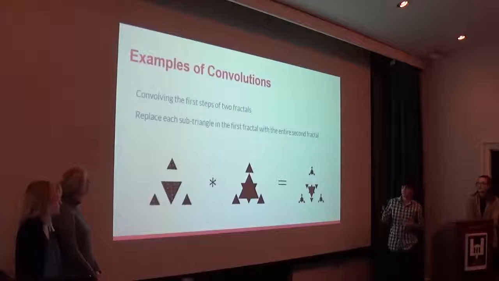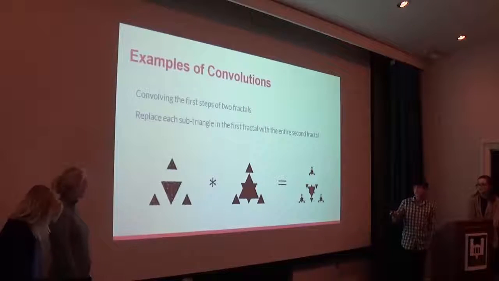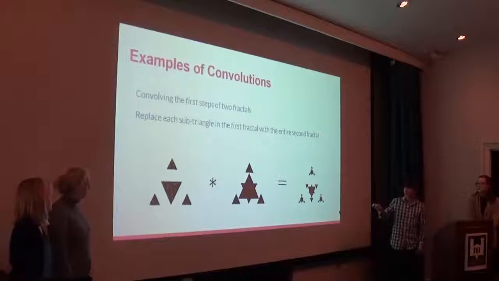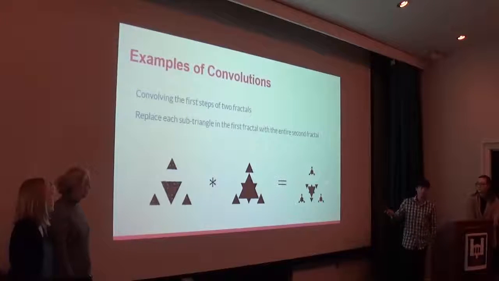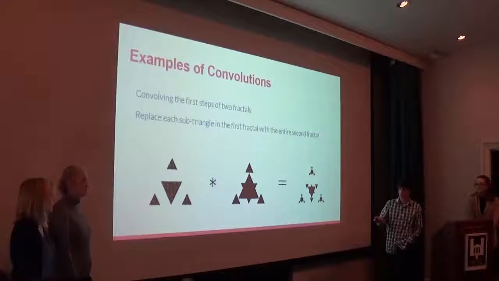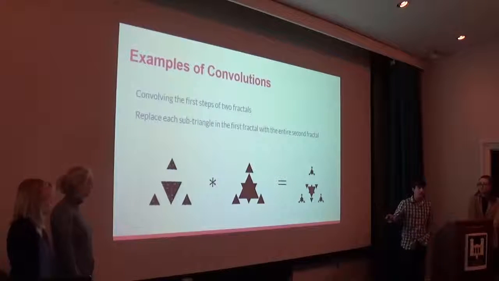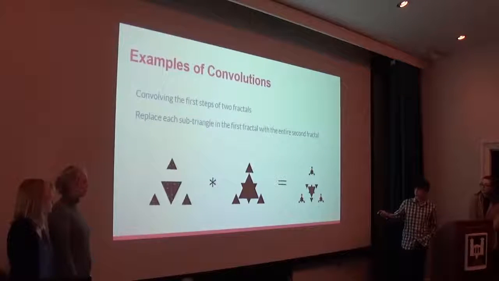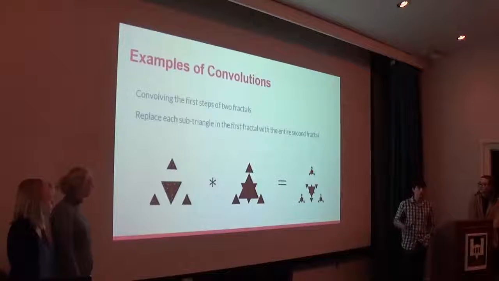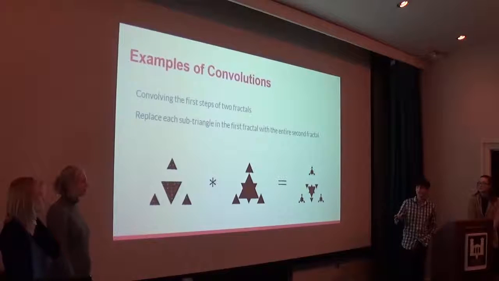So here's a visualization of that. So if you take this fractal here, make this F for this example, and G this fractal here, and you apply them, this is going to be your convoluted fractal F star G. So what happened was each of these sub-triangles, 1, 2, 3, 4, became this whole entire fractal here. So that's why there are 1, 2, 3, and 4 fractals in this image that all look like this. So that is what a convolution is.